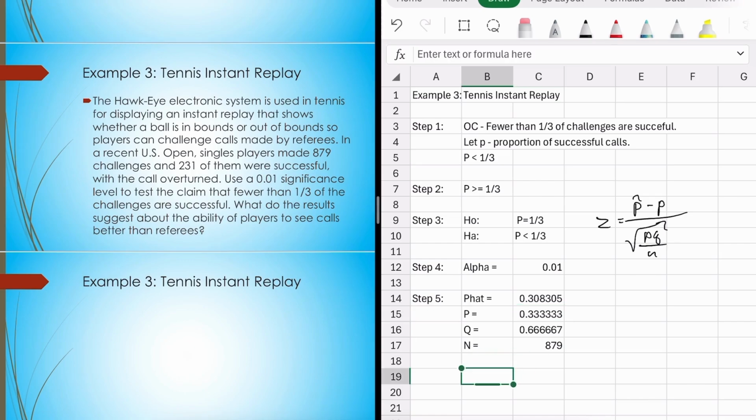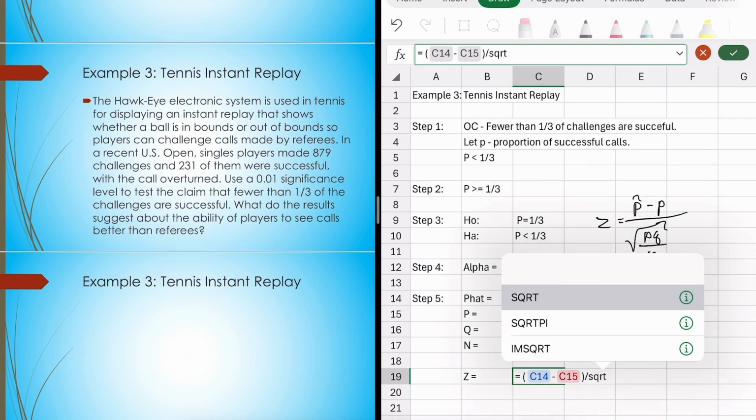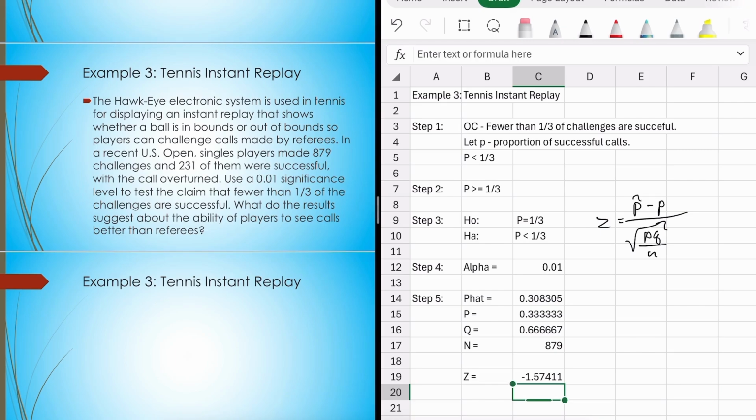That's all there. So now I'm going to do Z equals, and I just plug everything into that formula: p hat minus p divided by the square root of p times q divided by n. Okay, there it is. It's negative.